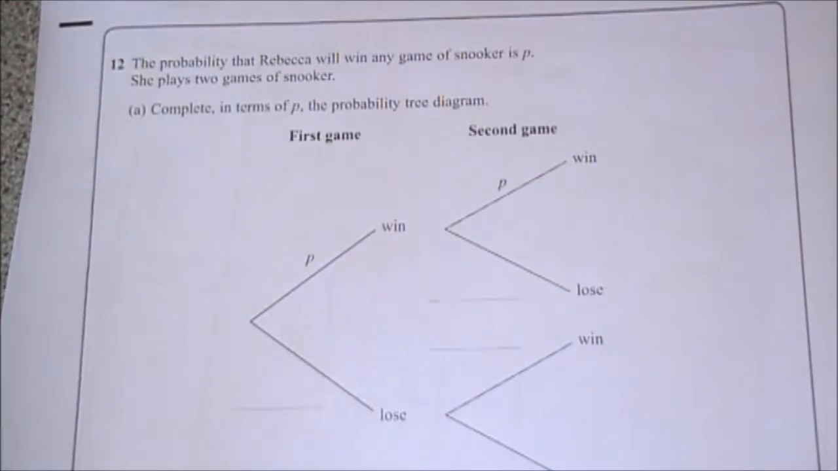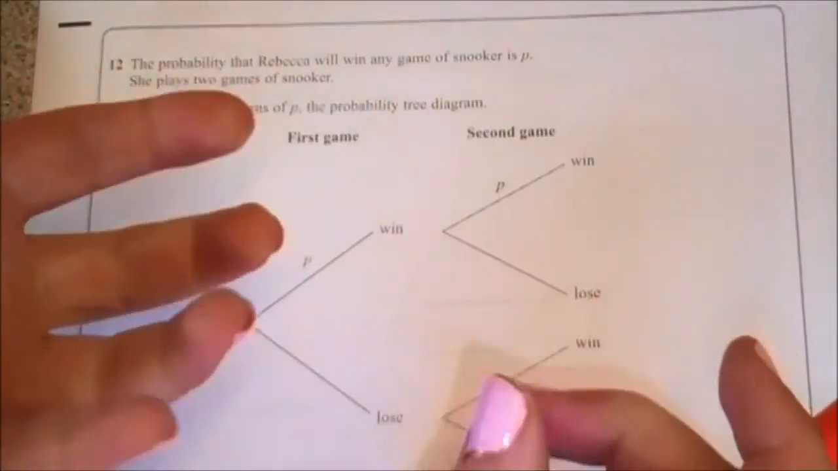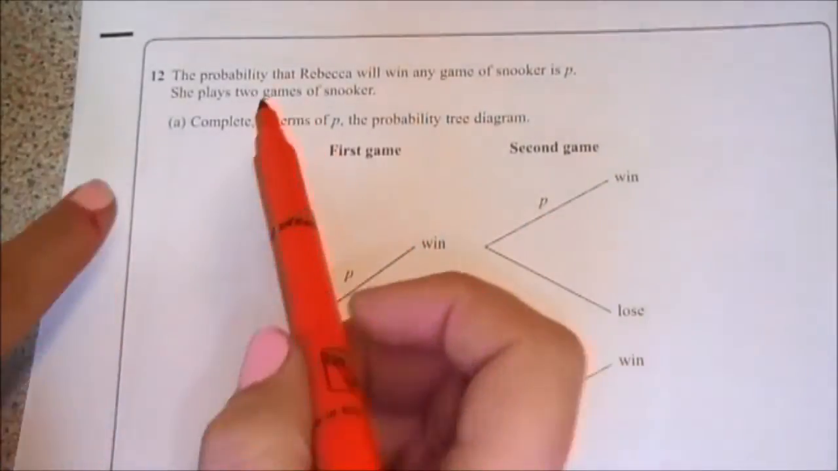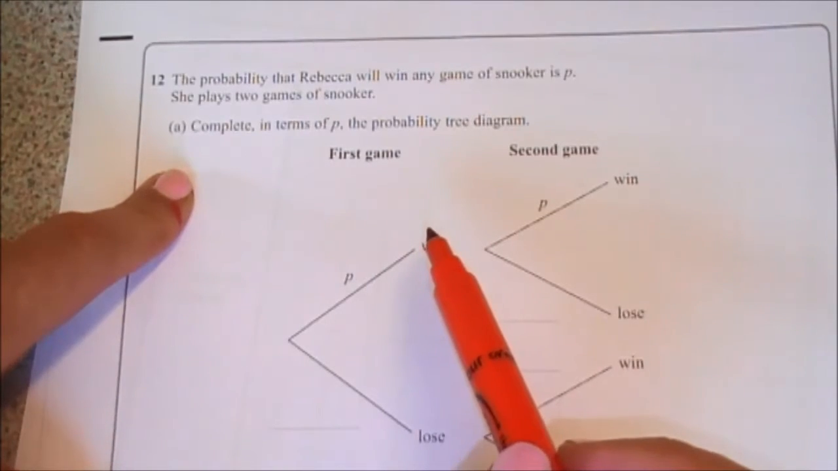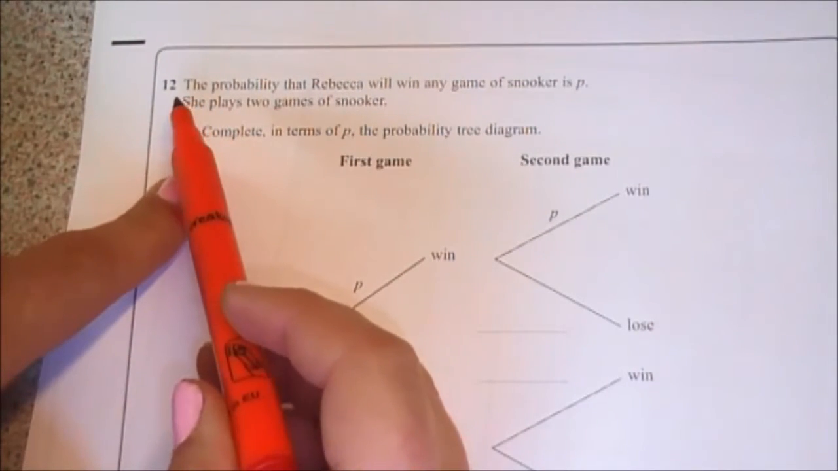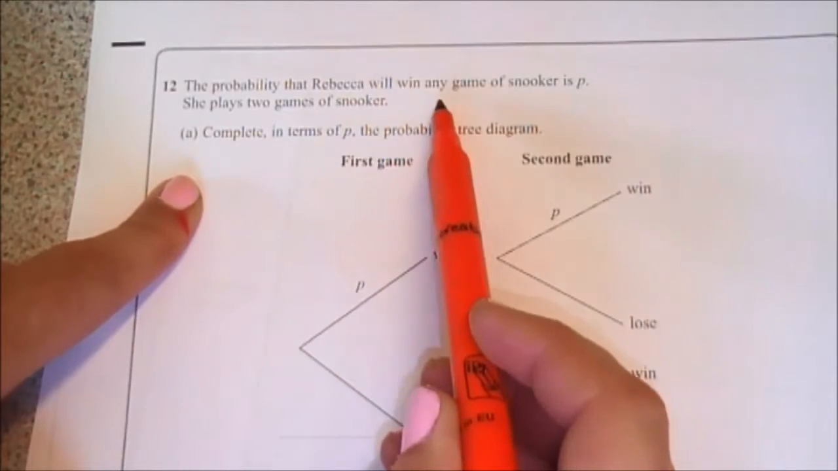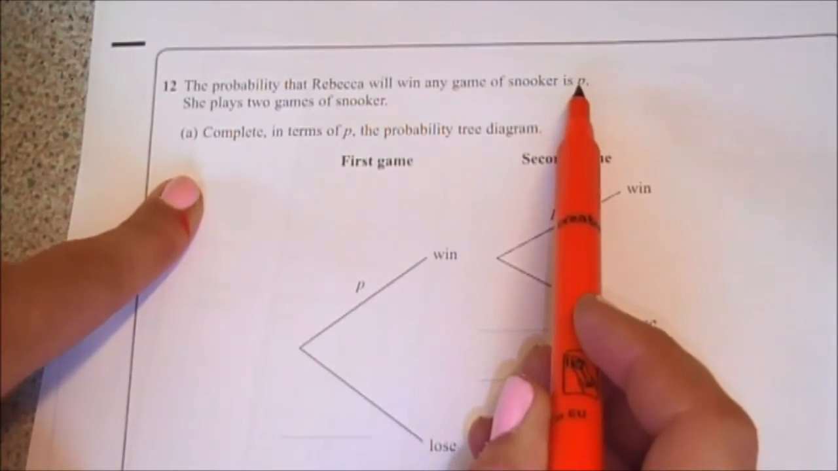Question 12 is a probability tree diagram, but they've made it slightly more complicated because they've introduced algebra into it. So you have to really have an understanding of probability tree diagrams here to be successful in this question. So question 12, the probability that Rebecca will win any game of snooker is P.